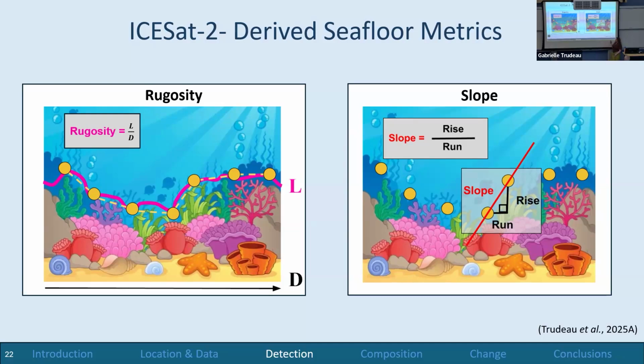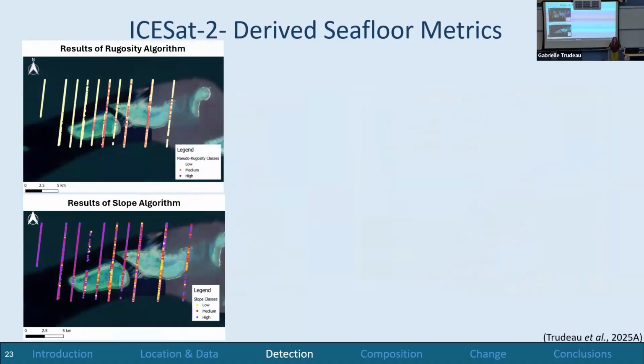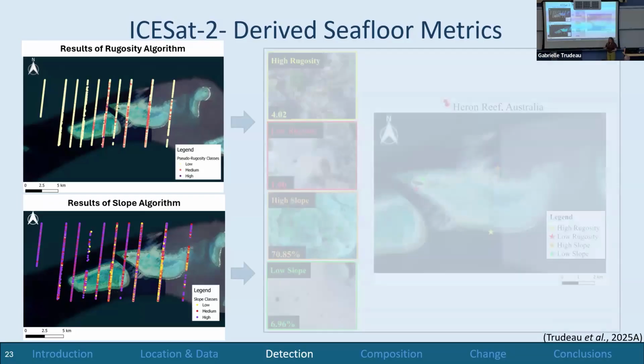We're going to do the same thing with a slope measurement. It's exactly what you think it is. It's a change in elevation. So between my different ICESat-2 points, these yellow dots, I'm calculating the rise over run. I'm going to take these two algorithms and calculate them for all of my ICESat-2 tracks for this area.